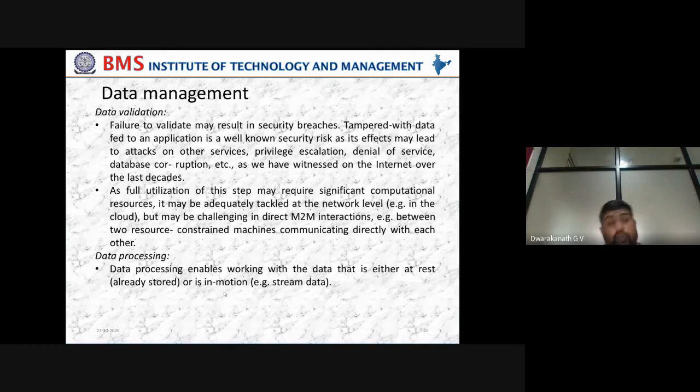Next point is data processing. Now, I have validated everything, and the data is ready, stored as a stream of data either in a cloud or on a server. Data processing enables working with data that is either at rest, already stored, like in a cloud database, or in motion, that is a stream of data. Data is coming continuously and I should evaluate it in a continuous process. How can you do this? Yesterday I showed you in the ThingSpeak cloud that data continuously comes from servers. There, MATLAB analytics is available.